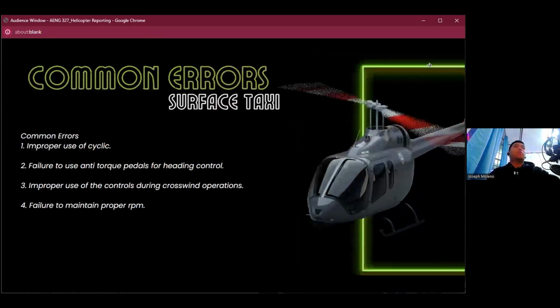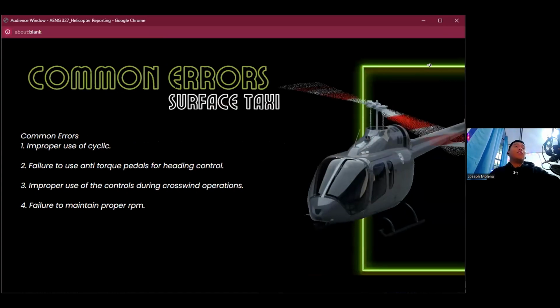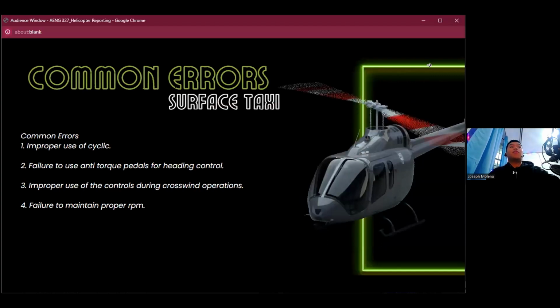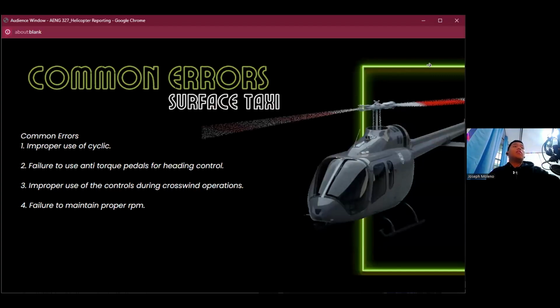So for the common errors for the surface taxi, we have the first one is improper use of the cyclic. Second is failure to use anti-torque pedals for heading control, which causes an imbalance to the helicopter. Third is improper use of the controls during crosswind operations. And fourth is failure to maintain proper RPM.